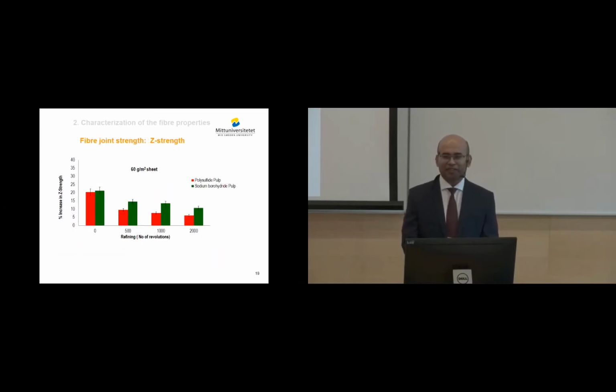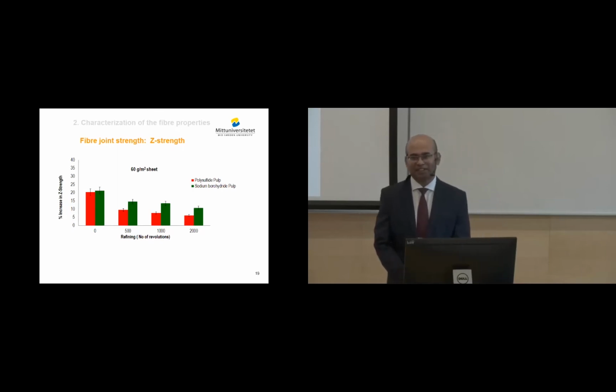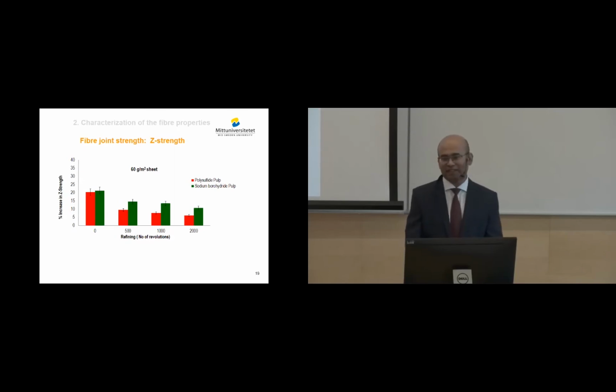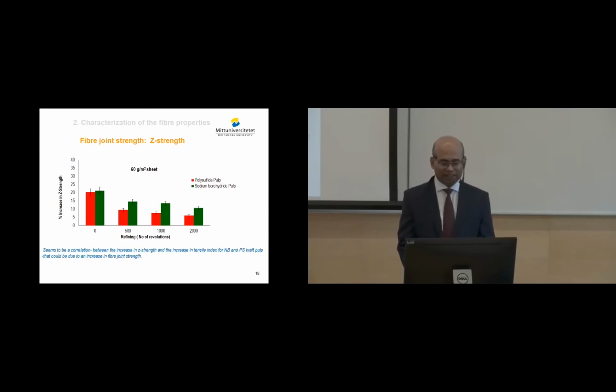If we look at the fiber joint strength, measured by the Z strength, the curves look exactly like the tensile index. We followed the 60 gram handsheet because it is very hard to measure joint distance with the 20 gram handsheet, as the curve was almost the same. So what is the message here? It looks the same: sodium borohydride and polysulfide at lower refining show a higher joint strength compared to the reference. So there seems to be a correlation between the increase in Z strength and the increase in tensile index for sodium borohydride and polysulfide. That could be due to increased fiber joint strength. So the tensile index increases due to joint strength in the modified kraft pulp.